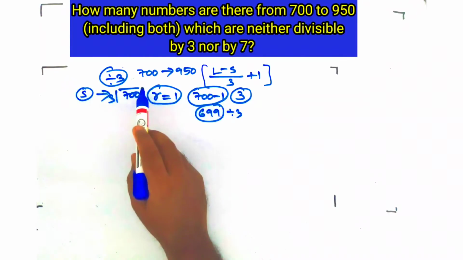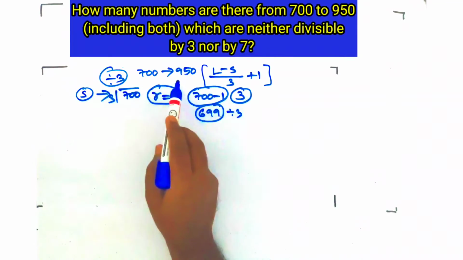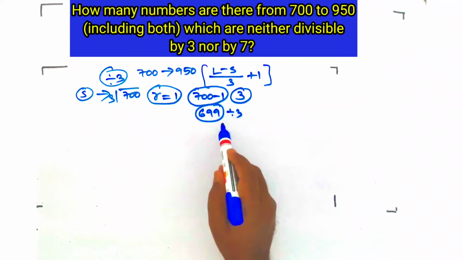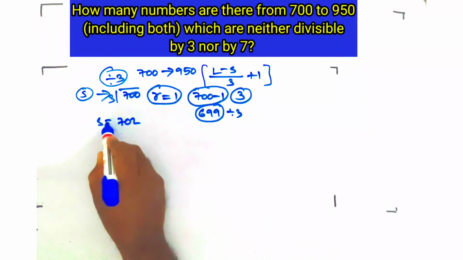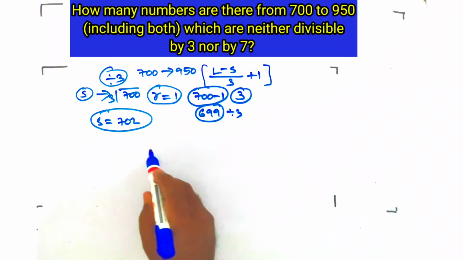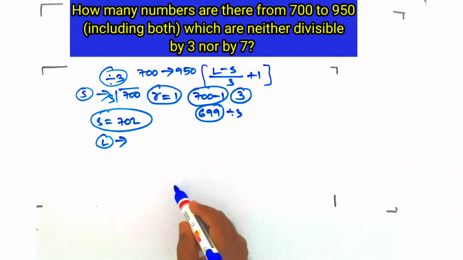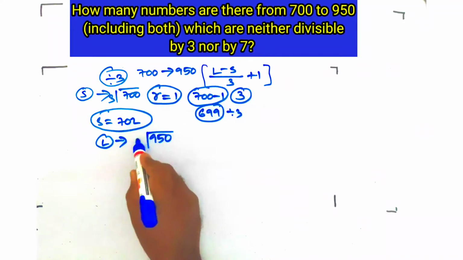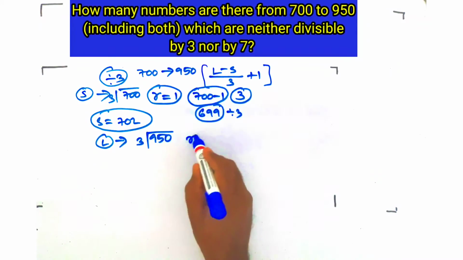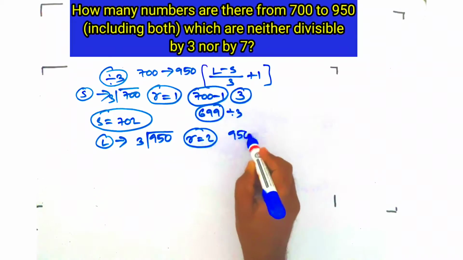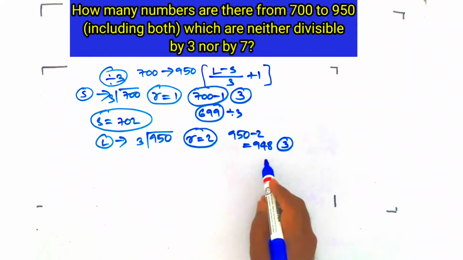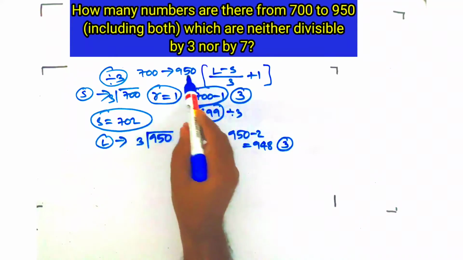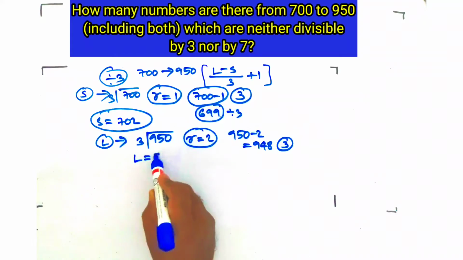But we have to find a number between 700 and 950, and 699 is less than 700. So we have to find the next multiple of 3 after 699. It will be 699 plus 3, that is 702. So S is equal to 702. Like this we have to find L. On dividing 950 by 3, the remainder is 2. We know that 950 minus 2, that is 948, will be a multiple of 3. 948 is a multiple of 3 and that number is between 700 and 950. So we can take L as 948.